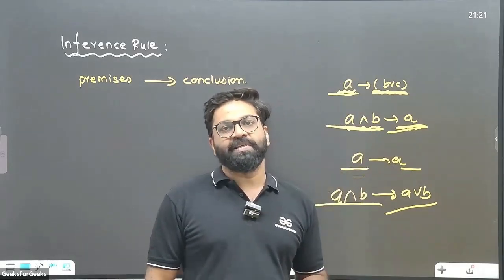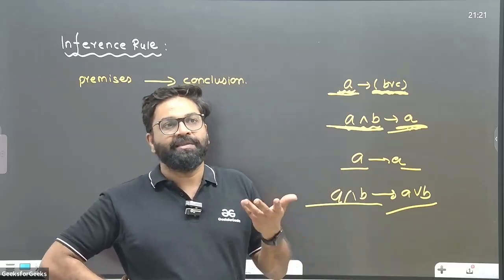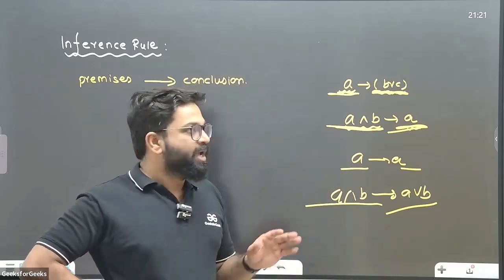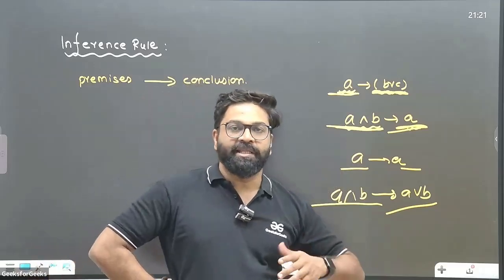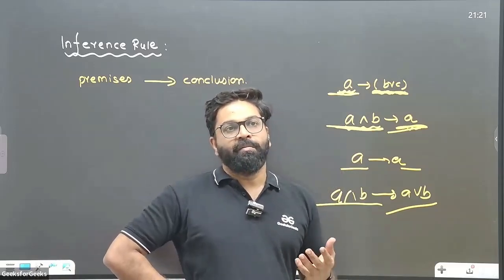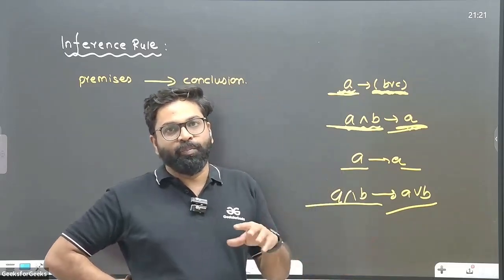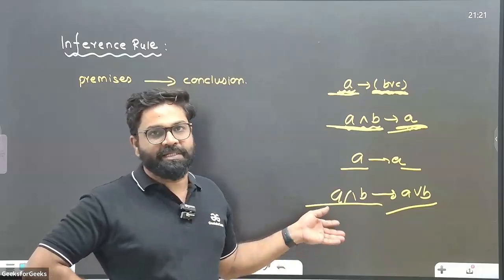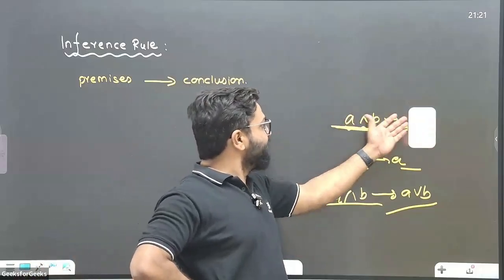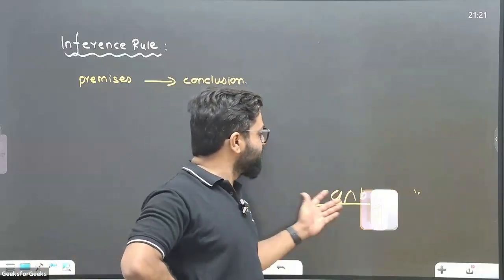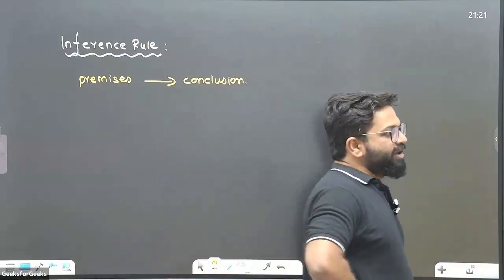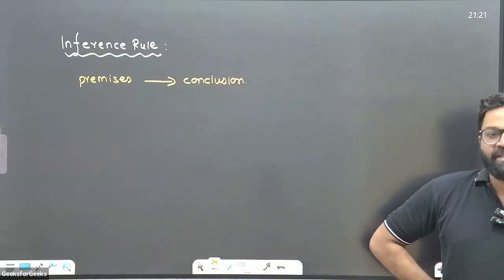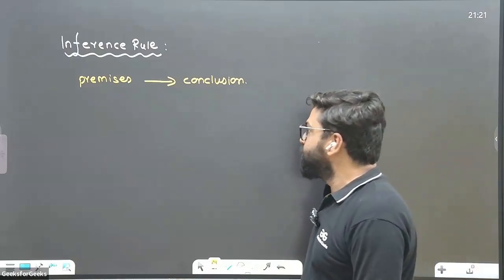Whatever you are writing on the left side is called the premises, and that exactly is a propositional statement. And whatever you are writing on the right side is also a propositional statement. Right? What exactly is that? That is simple and compound. You have to understand it like that. It's all about the left and right side. Whatever you are writing on the left is called the premises, and whatever you are writing on the right is called the conclusion.